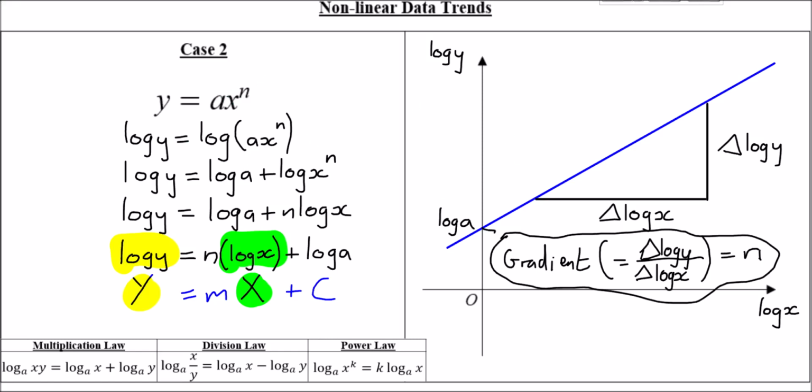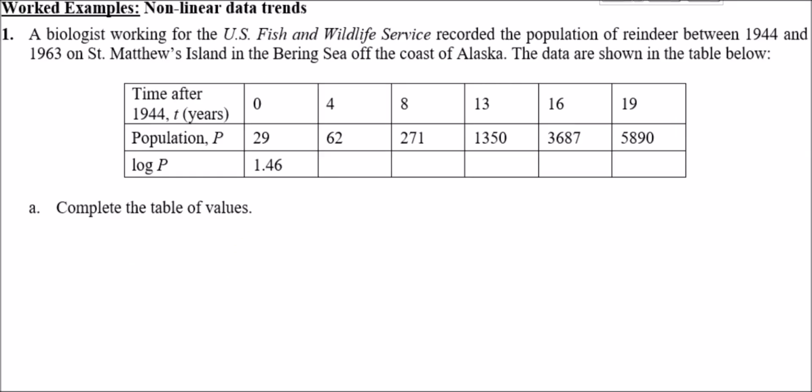So here we go. Worked example 1. We've got a biologist working for the US Fish and Wildlife Service, who recorded the population of reindeer between 1944 and 1963 on St. Matthew Island in the Bering Sea, off Alaska. I say he was working on this.